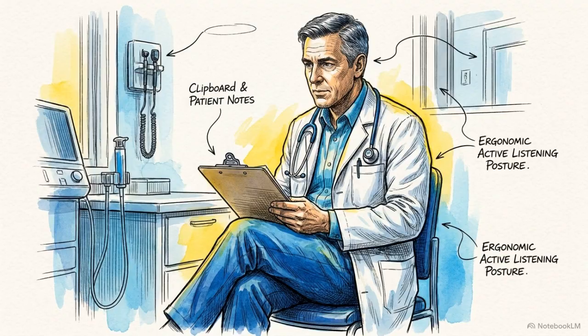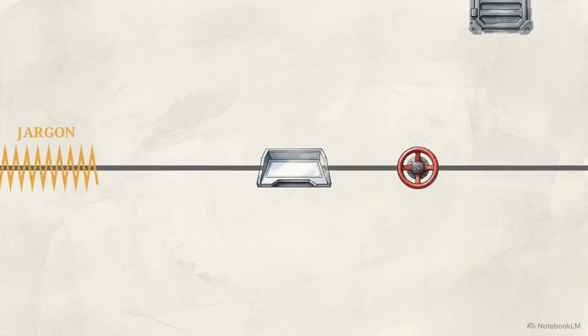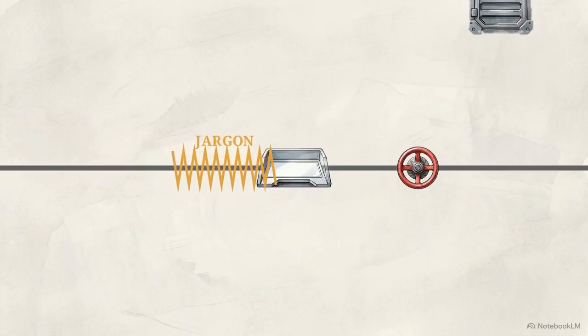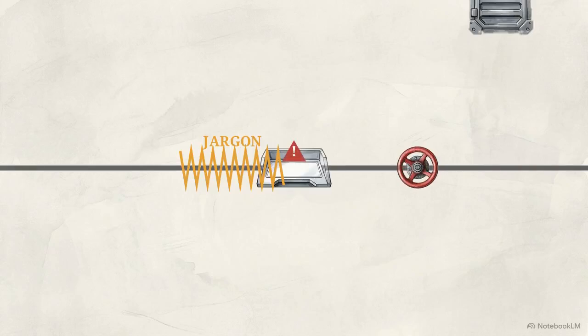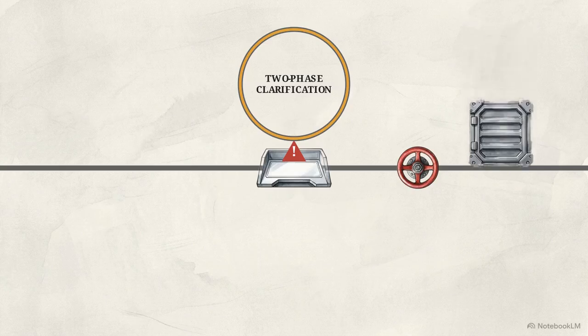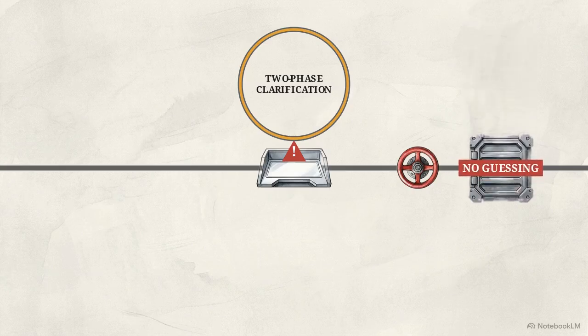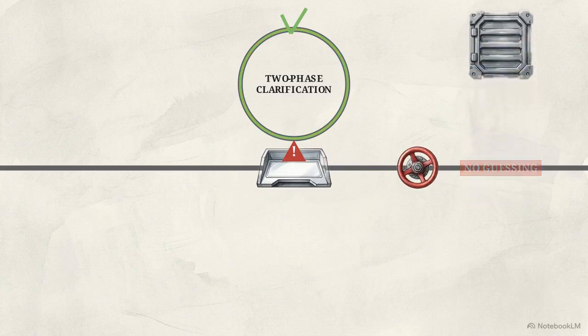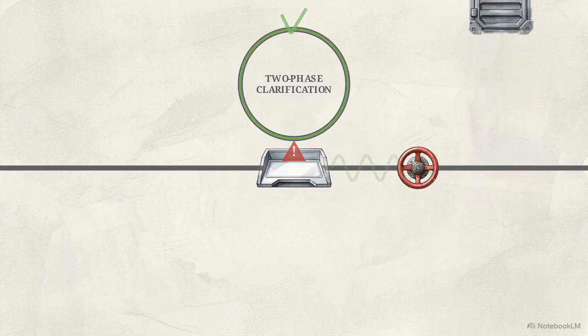of the patient's words. But watch this schematic closely when ambiguous medical jargon enters the feed. The control system recognizes the confusion and instantly diverts the flow away from the final output, switching into a clarification mode. We call this the two-phase rule. The system completely shuts the final output valve so the AI cannot guess. Instead, it asks the doctor for clarification first and only translates the concept once the exact clinical meaning is secured.